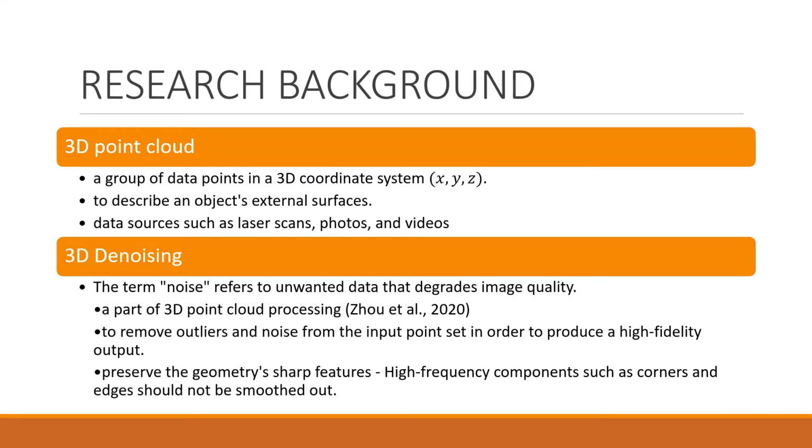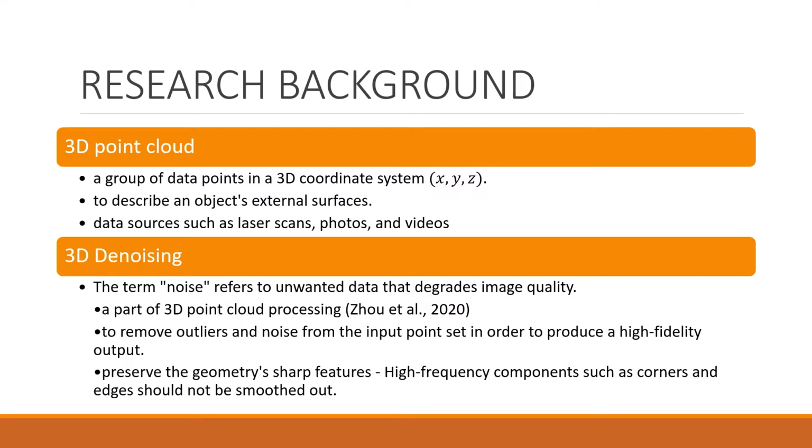Okay, so what is 3D point cloud? It is a group of data points in 3D coordinates. Usually it is represented in X, Y, and Z. So the use of the point cloud is to describe an object's external surface, and we can obtain the data from various data sources such as laser scanners, photos, and also videos.